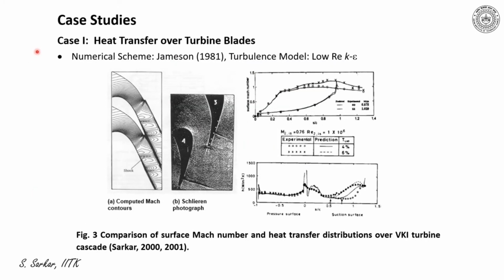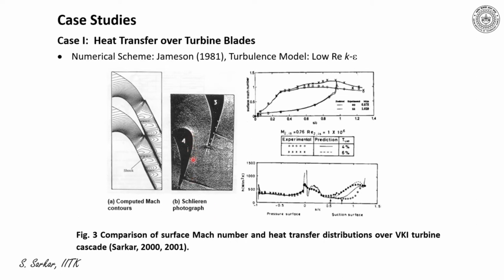Case 1 elucidates the heat transfer predictions over turbine blades via RANS simulations. I have presented in the figure the comparison of surface Mach number and heat transfer distribution over a VKI transonic guide vane. Please refer to the paper for details. Please note that the guide vane had been tested in the VKI tunnel, and it has been observed that a shock appears towards the trailing edge based on the back pressure.